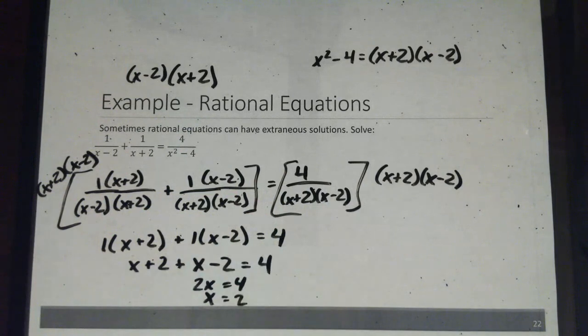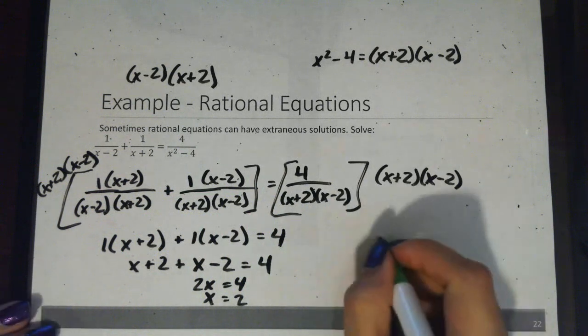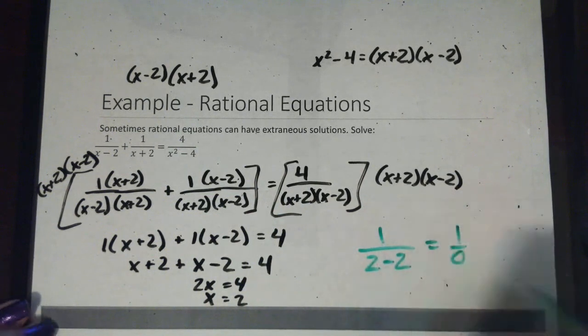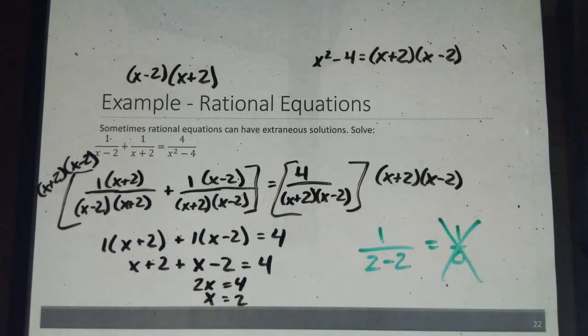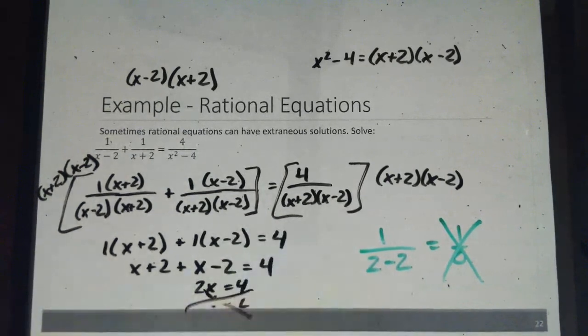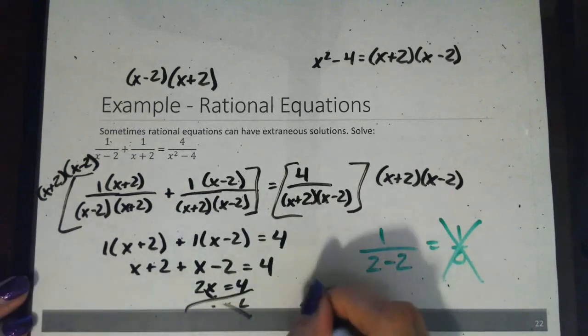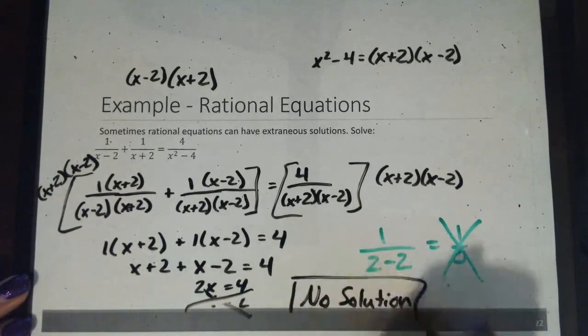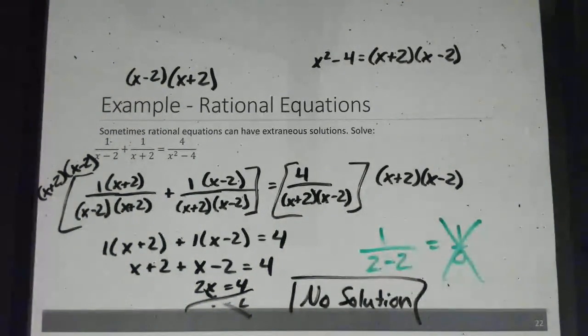The problem comes when we try to plug it in. Our very first fraction, if we plug in x equals 2, is 1 over 2 minus 2, which is 1 over 0. You can't do that. Dividing by 0 is bad. So this is not a solution. If that's not a solution, then I have no solution. So this rational equation does not have a solution.